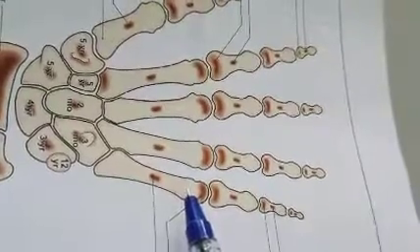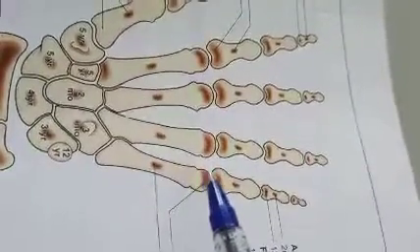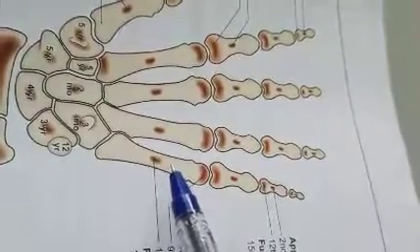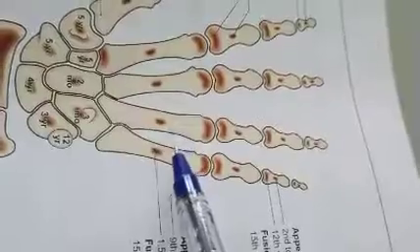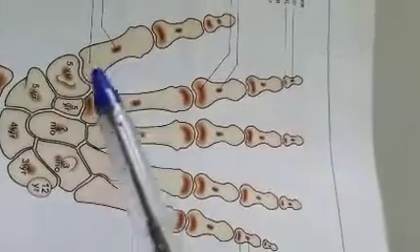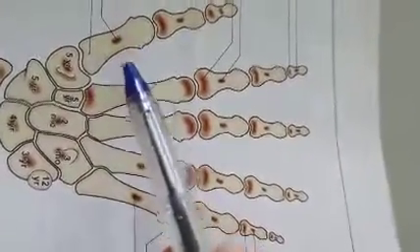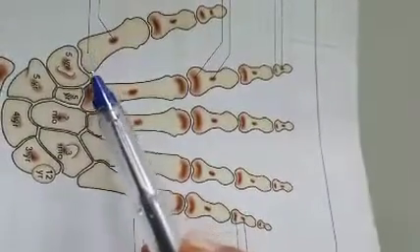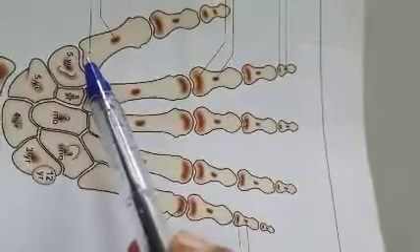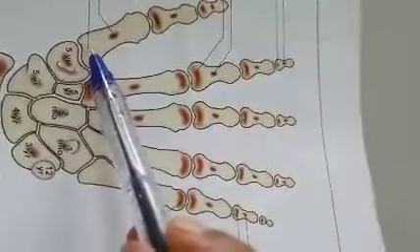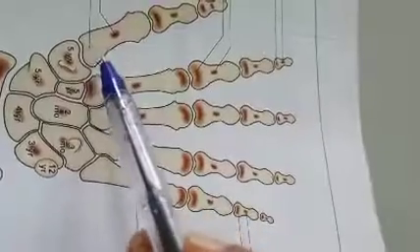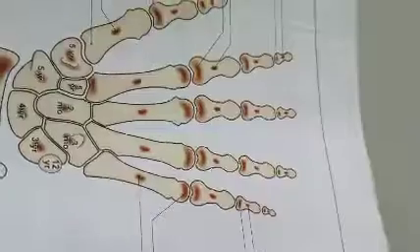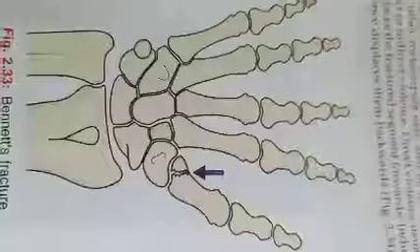At 2.5 years a secondary center will appear, and that fuses with the shaft at the 15th to 19th year. In case of the thumb, the first metacarpal, the secondary center appears at the base. For the base, it appears at the second to third year, and it fuses with the shaft at the 15th to 17th year. So that is the ossification of metacarpals.